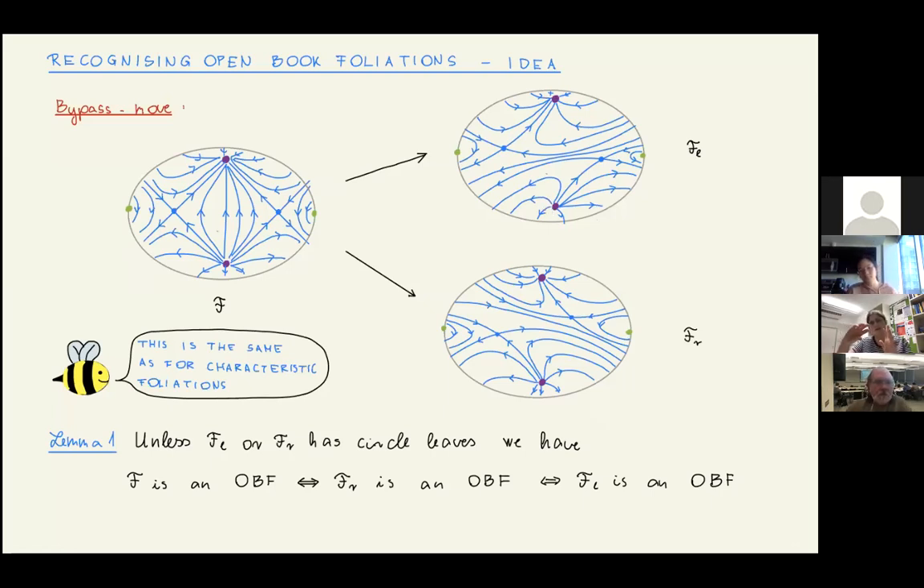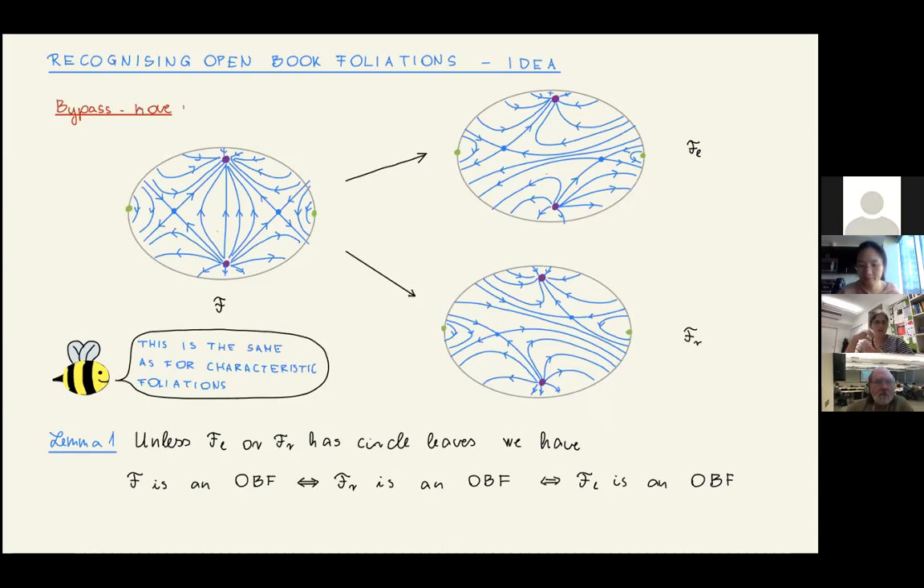I'm sort of thinking of this move as somehow left twisting and right twisting of the picture. Unless you end up having a circle when you're doing this move, then all three of the pictures have a cyclic order if and only if any of the others had. So this doesn't change whether you have a cyclic order or not. This might not be so surprising.